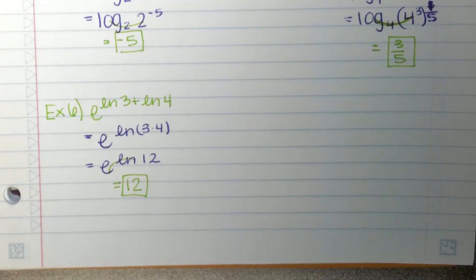Y'all want to guess what people always tell me this is? They do 3 plus 4 and they say it's 7. Can't do that. Okay?